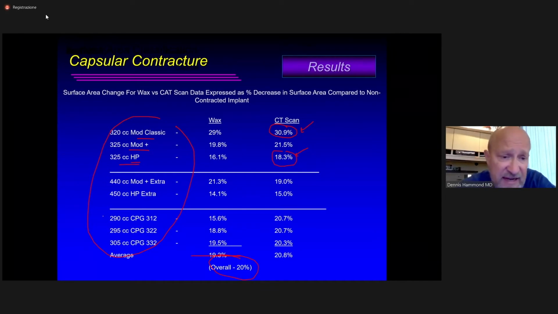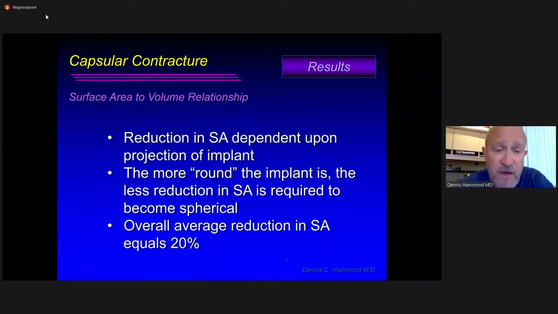Interestingly enough, the anatomic implants were all pretty roughly the same, whether it was a low height, a mid height, or a tall height device, they were all about 20% change. So overall, 20% change in the surface area. So that's what this says here, 20% change.